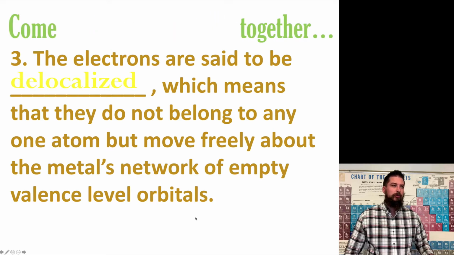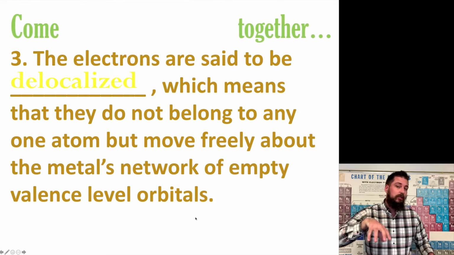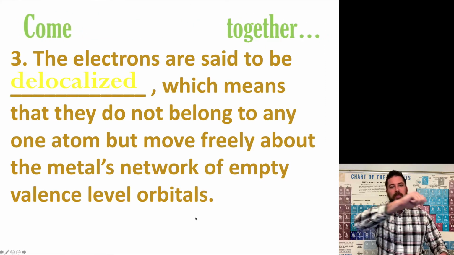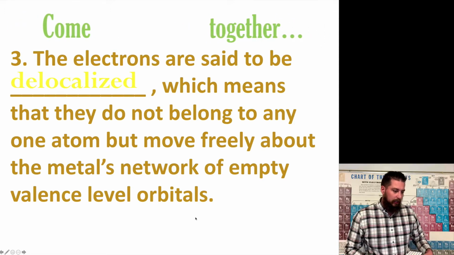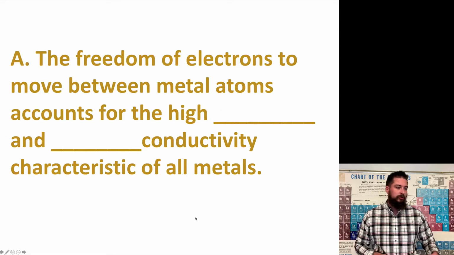The electrons are also said to be delocalized. Think about what the word localized means. It's localized in a certain location. If they're delocalized, that means they're not in a very specific location, and that is because they're able to freely move around. They're not in one location. Again, they're delocalized.